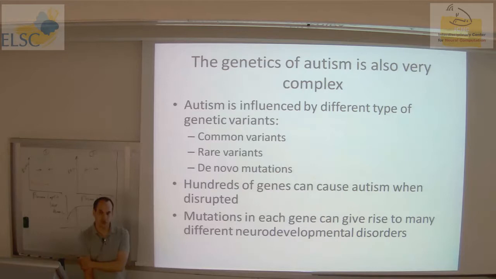Let's say we find a mutation in a specific gene, and we see that it's enriched in individuals with autism. Eventually, we will find the same kind of mutations in some cases of maybe mental retardation or epilepsy, schizophrenia, etc. So I don't know of any gene currently that, when it's disrupted, causes only autism. Okay?